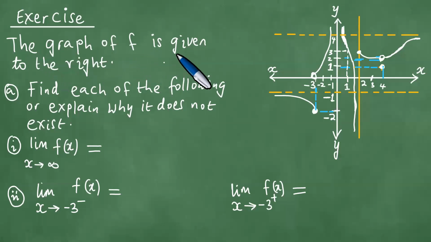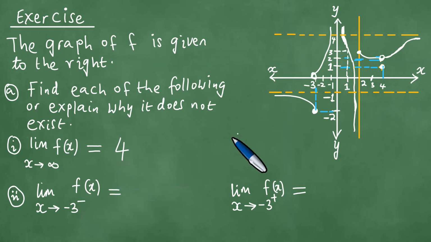Right, the graph of f is given to the right as shown here. Find each of the following and explain why it does not exist. The limit of f of x as x approaches infinity. Right, as x approaches infinity, you can see the graph continues to approach 4.